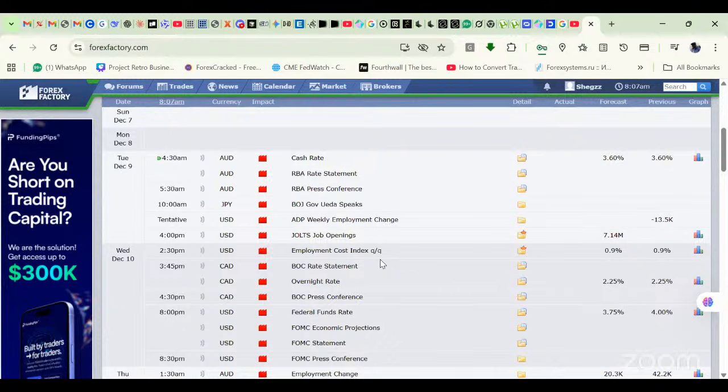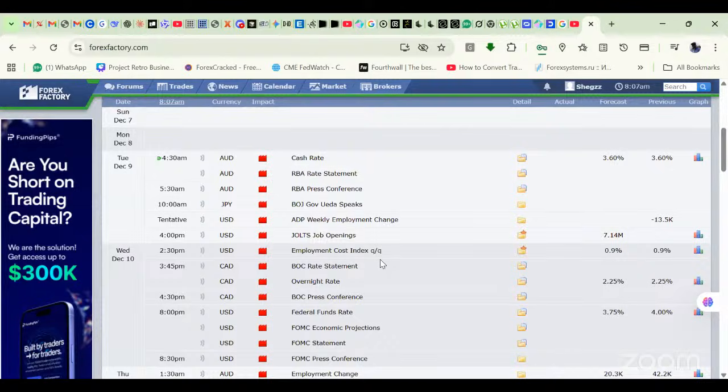Just like by 10 o'clock in the morning, the BOJ governor will also be speaking. That's Bank of Japan. So you can also follow that event and trade. But of course, there's a tentative event for that Tuesday also. No time has been fixed for that.